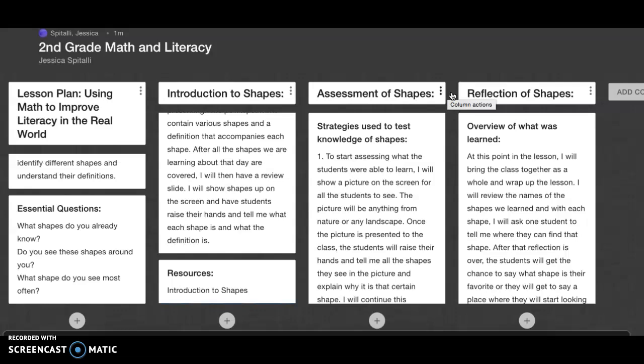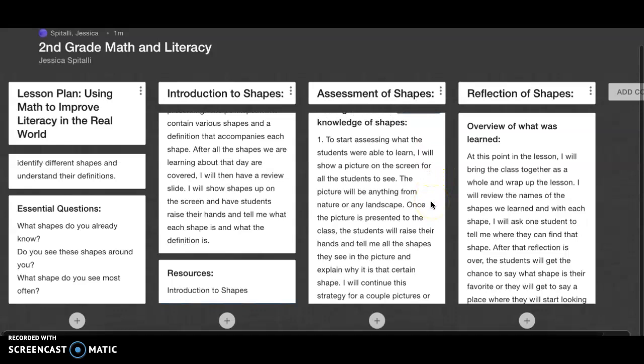So this will be also more of a guided practice. So this will be with the class as a whole. So to start assessing what the students were able to learn, I will show a picture on the screen for all the students to see. The picture will be anything from nature or any landscape.